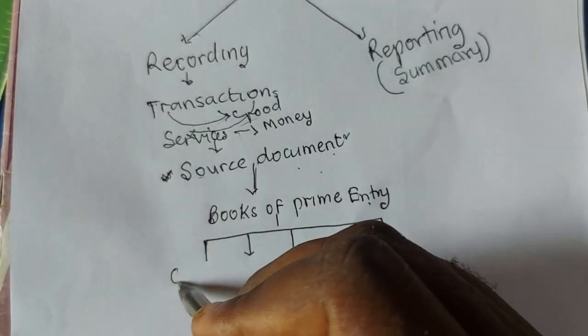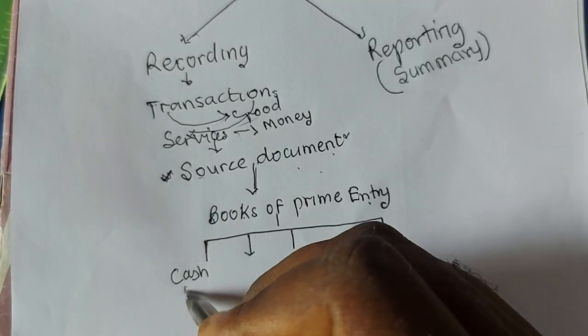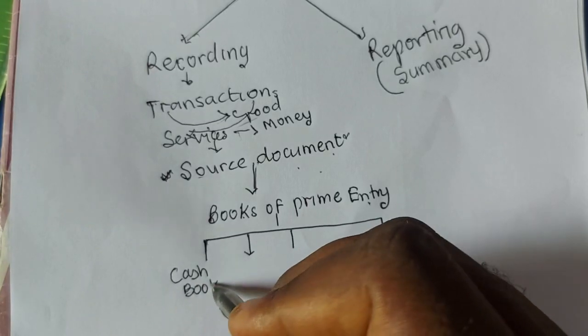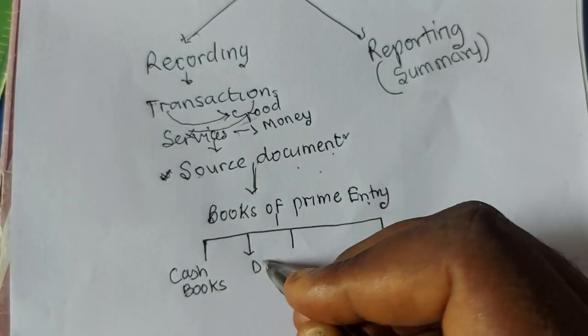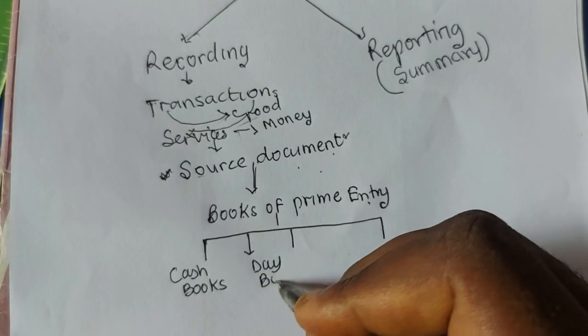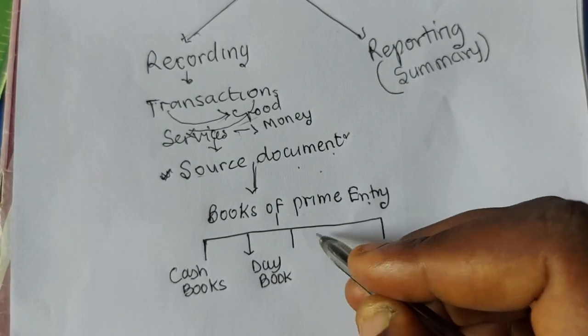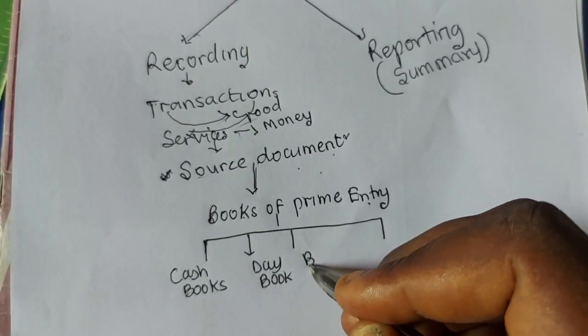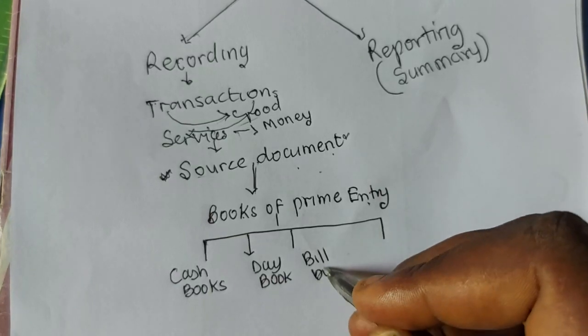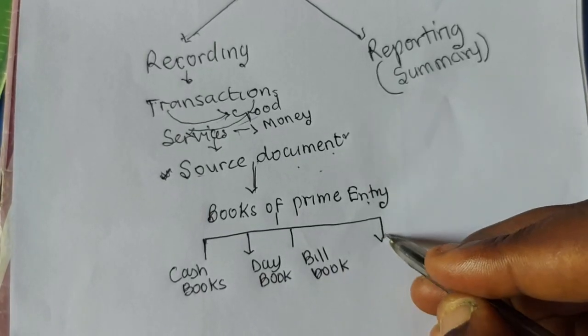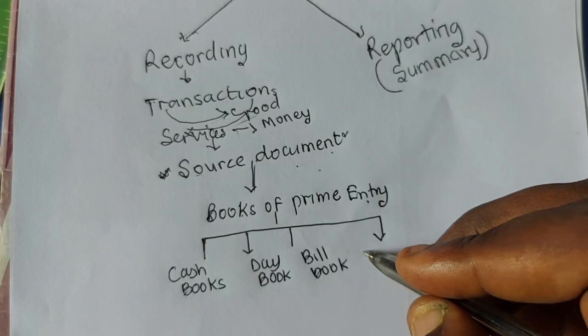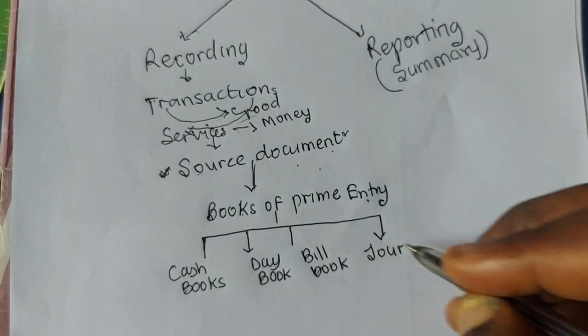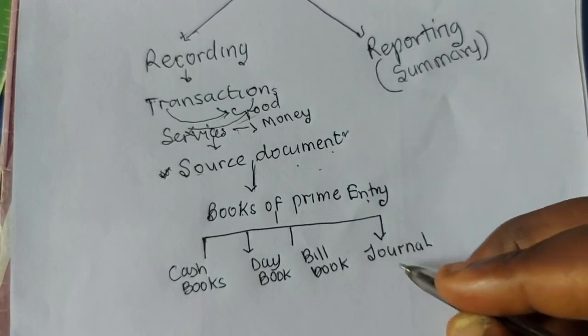We have the cash books. We have the day books. We have the bill books. Then lastly, we have the journal proper.